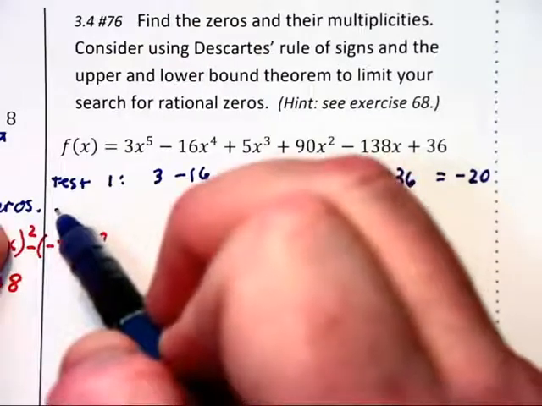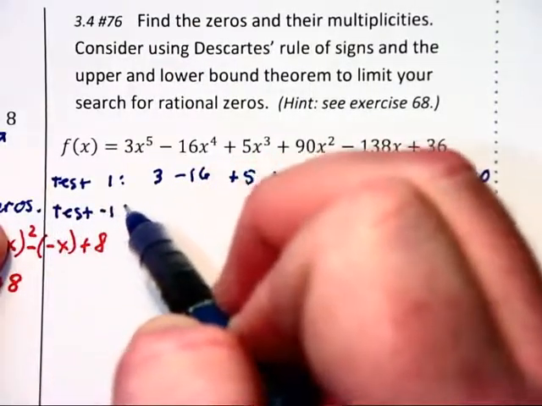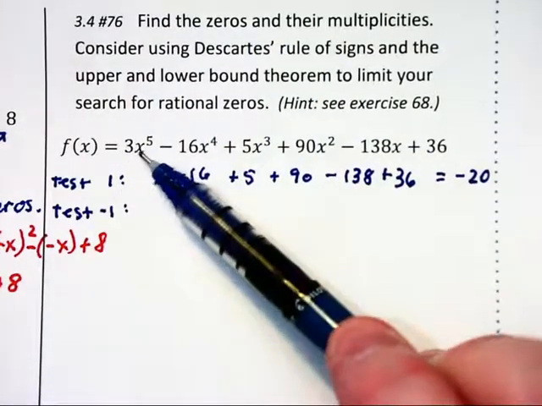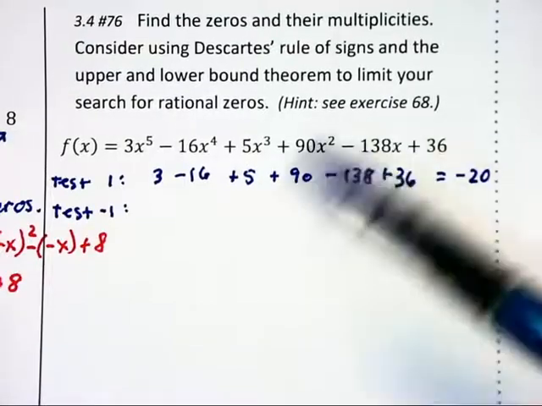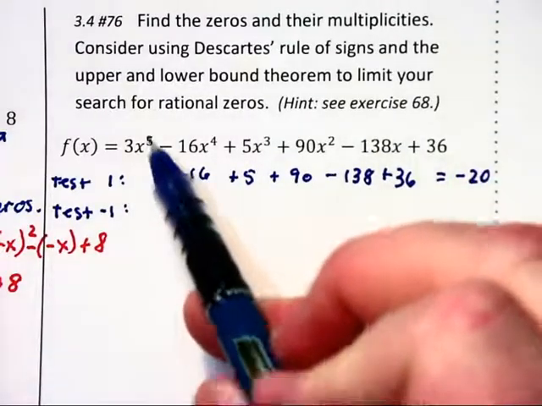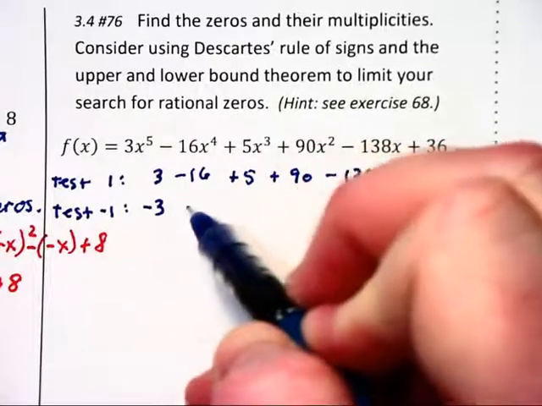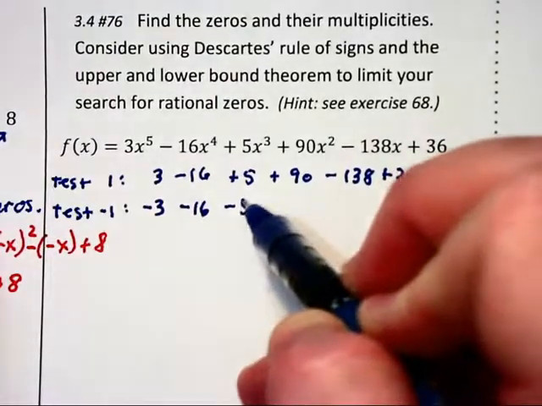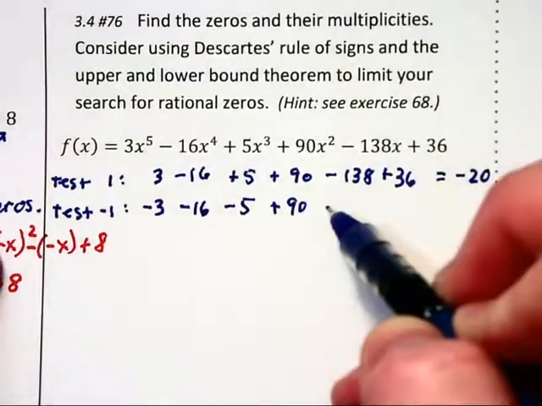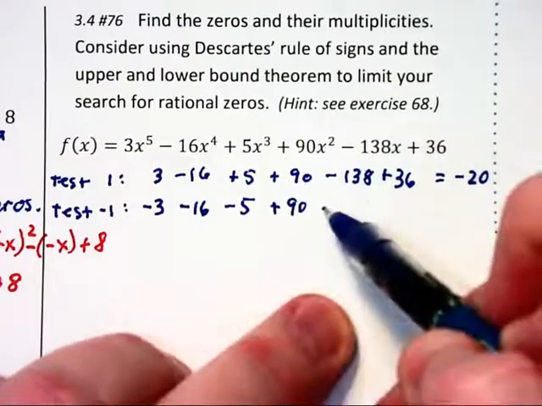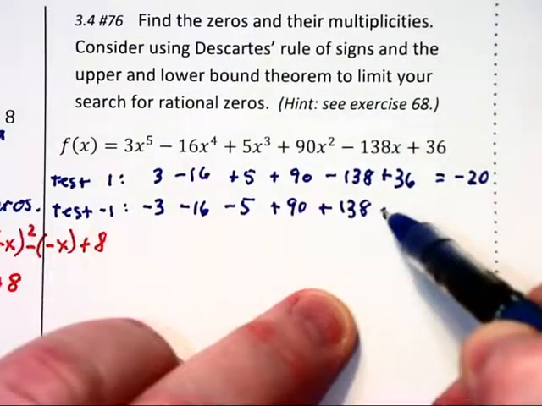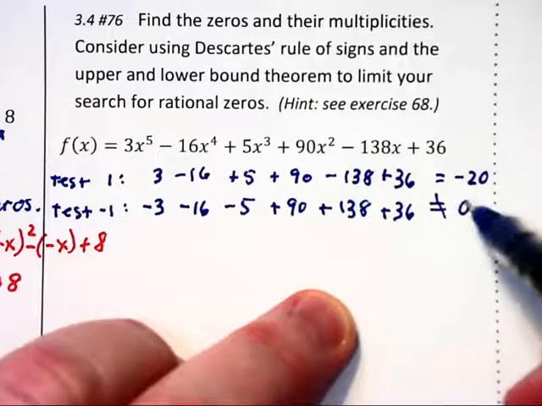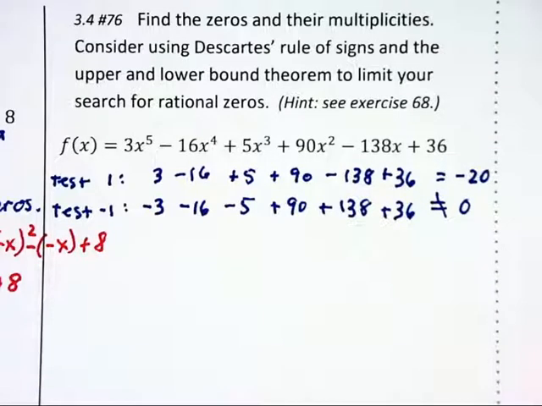function. So now I want to determine or test whether -1 is a 0. This is the process where we change the sign of the coefficient on the odd degreed terms. So this 3 comes from a 5th degree term, that changes to a -3, but we keep the -16 at the same sign. We change the +5 to a -5, we keep the 90 positive. We change the -138 to a +138, add the 36 there at the end, and these are not equal to 0 either. And that means neither 1 nor -1 is a 0.